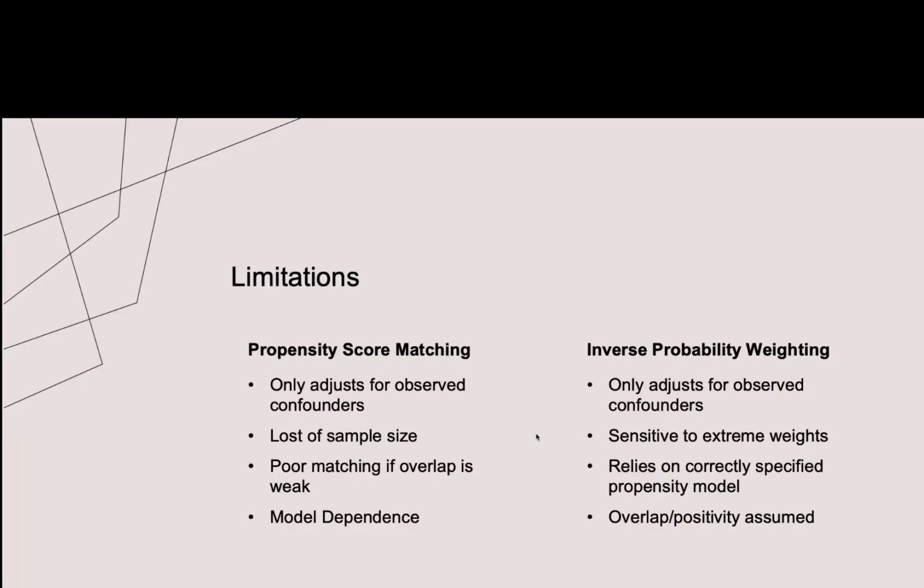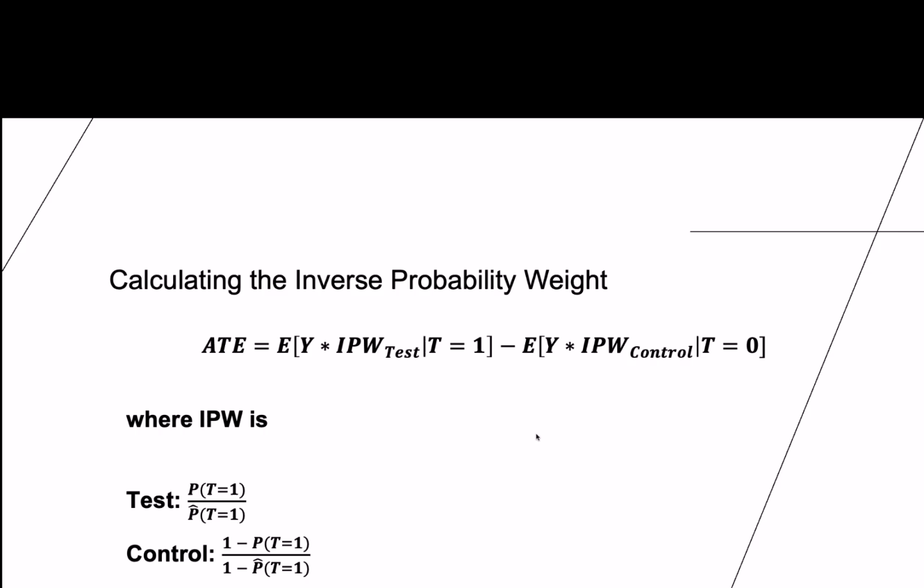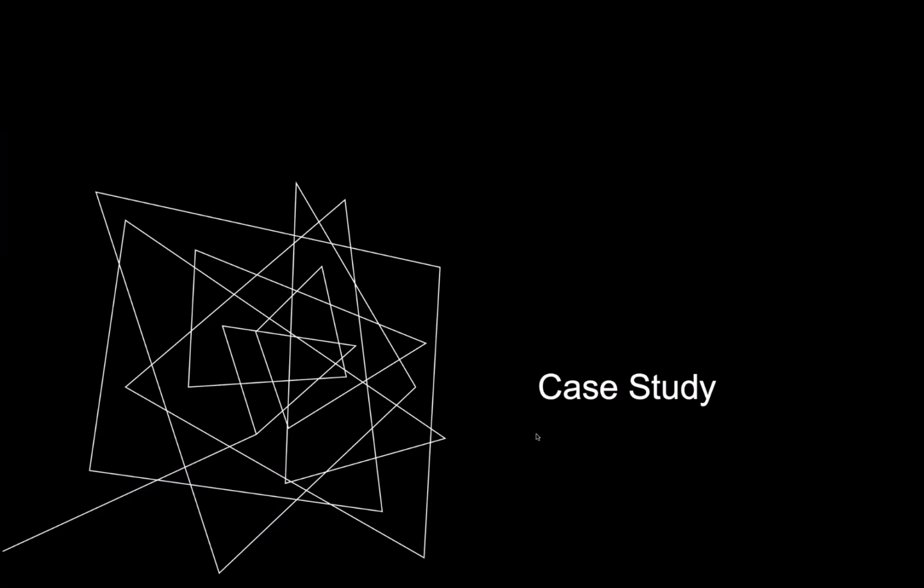Both methods rely on observed confounders and correct model specification. Neither can account for unmeasured variables, and both are sensitive to how well the propensity model performs. To check if we've balanced covariates, we use Cohen's d, a standardized difference between group means. Smaller values suggest better balance. We calculate it by dividing the difference in group means by the pooled standard deviations. Values under 0.1 typically indicate good balance. Once weights are applied, we estimate the average treatment effect by computing the weighted outcomes for each group and taking their difference.